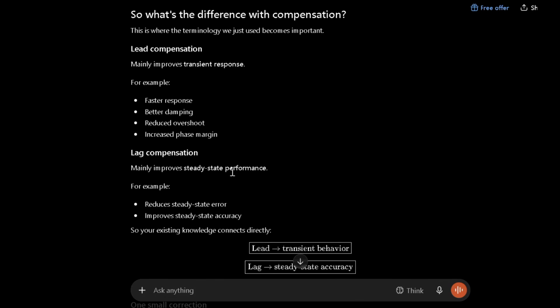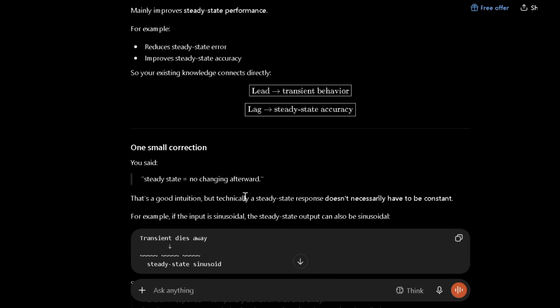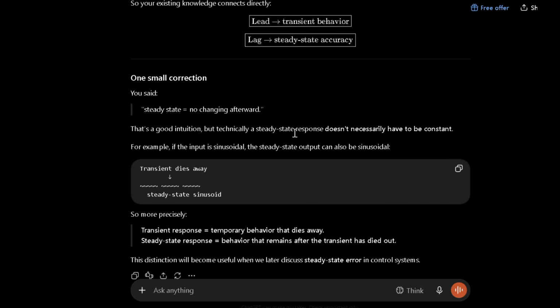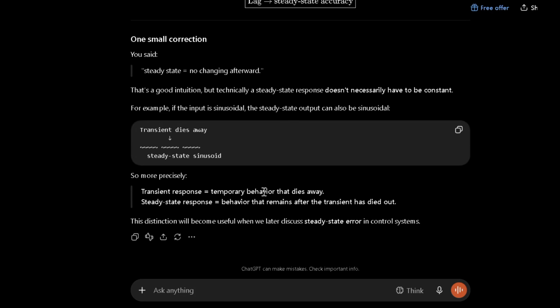Suppose we said steady state means not changing. That is a good intuition, but technically the steady state response doesn't necessarily have to be constant. For example, if the input is sinusoidal, the steady state output can be sinusoidal. The transient dies out, and the steady state sinusoid remains. So the transient is temporary behavior that dies out, and steady state is behavior that remains after the transient has died.